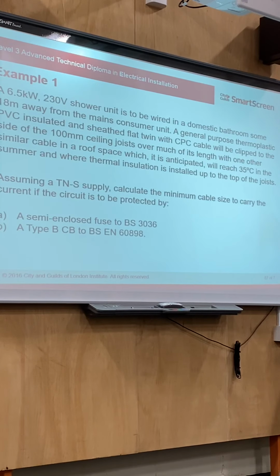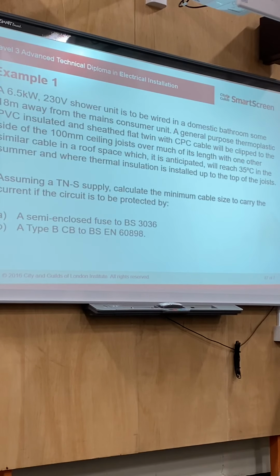Yep, so circuit length. It's going to be installed on top of the joist, clip direct, yeah. It's fused already. And you know it's a twin and earth, yeah? Okay, will be clipped to the side of the joist. Clipped to the side of the joist, not on top of it.